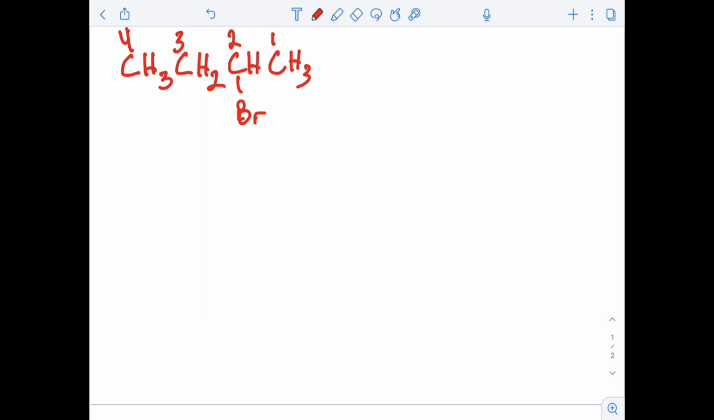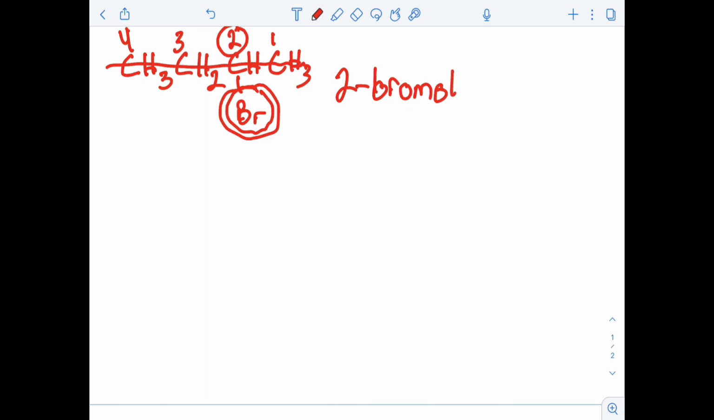And the whole idea is you're trying to locate the substituent, which is whatever is attached to that carbon chain. So this is your carbon chain in this example. This is attached to that carbon chain. You need to locate it. It's on the 2 carbon. So that'd be 2-bromo. How many carbons do you have? 1, 2, 3, 4. A 4-carbon chain is a butane. So 2-bromobutane.